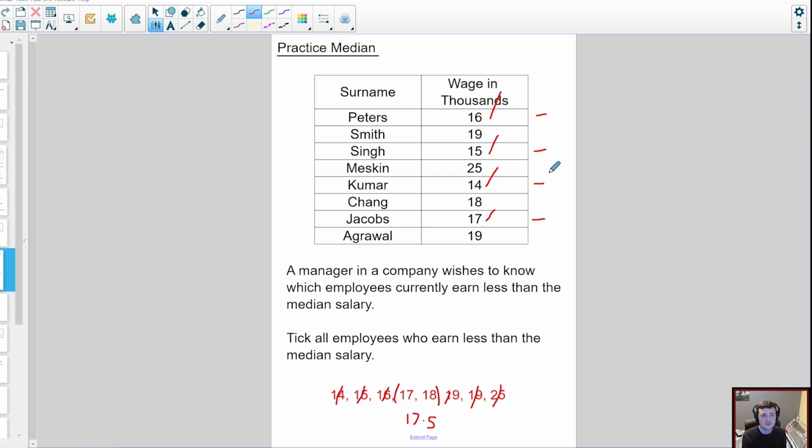And you might be able to just see that, but if you're not sure, put them in order, cross them off, we'll get a middle number, and we can work out the employees who earn less than the median. So good job if you managed to get that. Median throws a lot of people off. The key thing to remember is they have to go in order of size for it to work. Otherwise, you don't get a proper middle number.